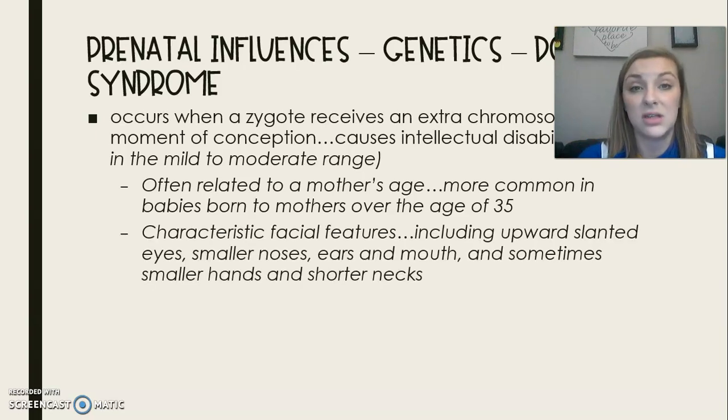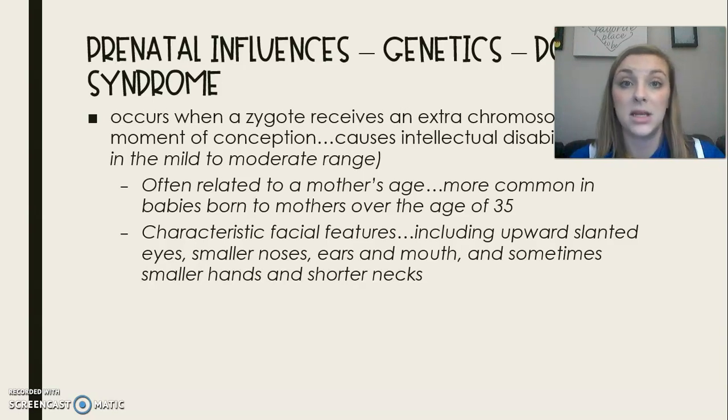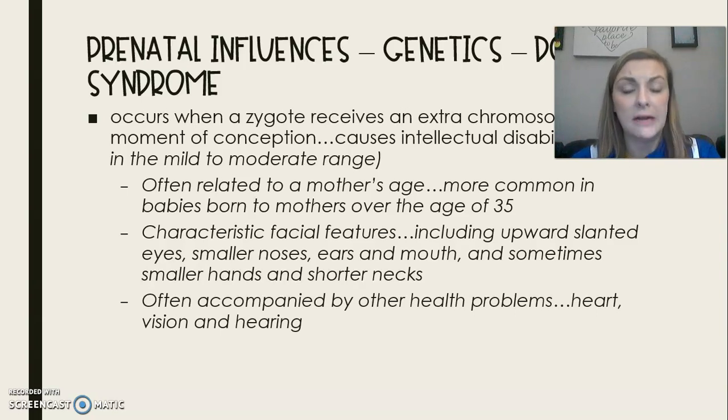Some of the characteristics are seen in the face, including upward slanted eyes, small noses, ears, and mouth, and then sometimes small hands and short necks. Often, Down syndrome is also accompanied by other health problems, specifically heart problems, vision problems, and hearing issues as well.